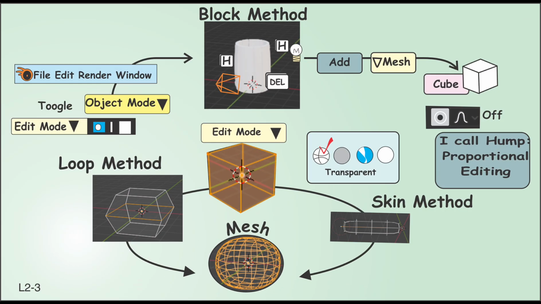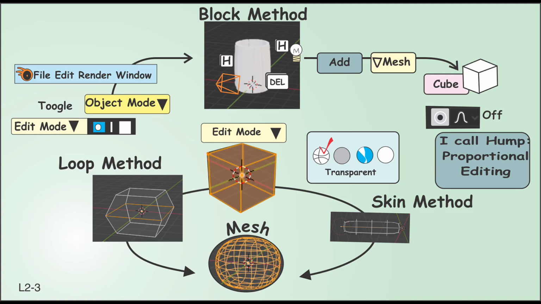Clear all objects. Delete. Use the H key to hide the light and camera. Use the block method to make a cube. Now we can use 2 ways to draw, the skin or the loop method. Then they both can be made into a mesh.